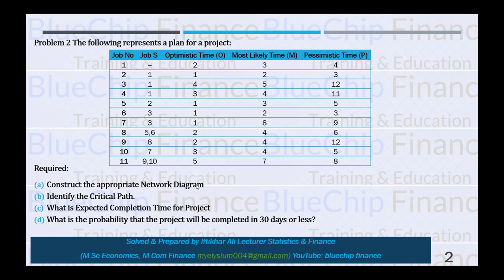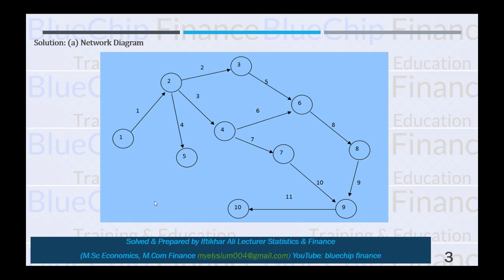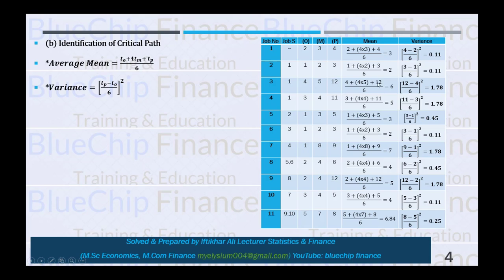So now the next point is to identify the critical path. That is a long process, but before calculating the critical path, one step is to calculate the average and the second is to calculate the variance. In a previous video I already discussed in detail the formulas of average, mean and variance of the time consumption for optimistic time, most likely time and pessimistic time.